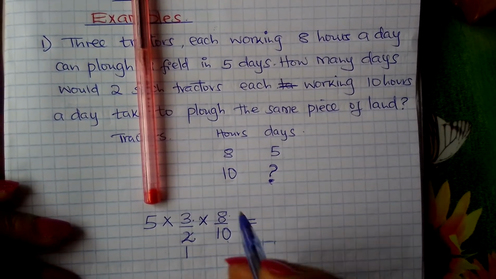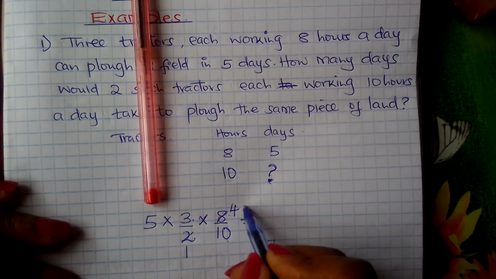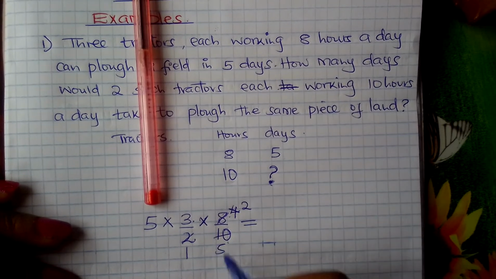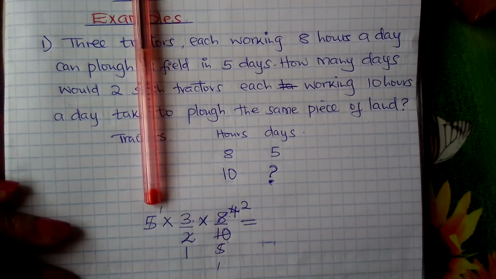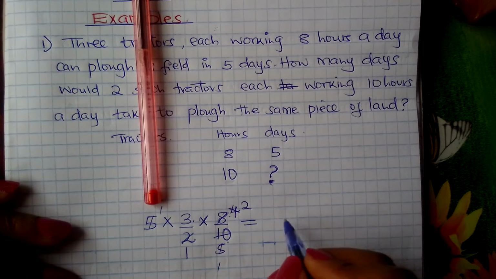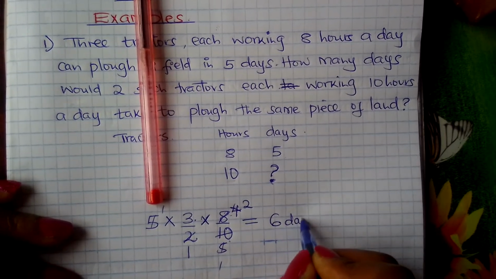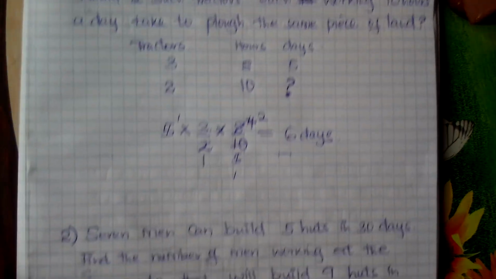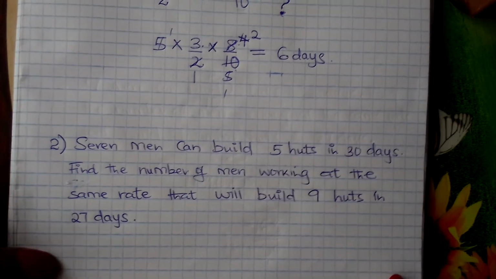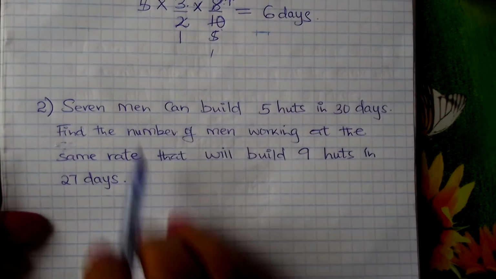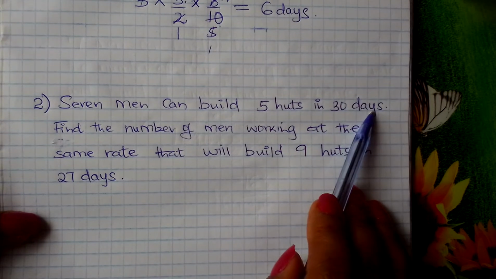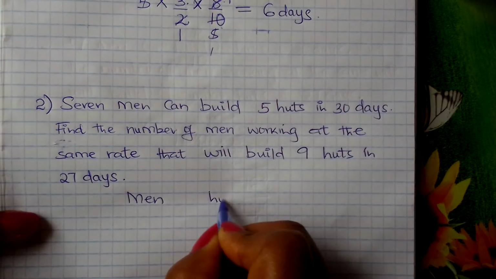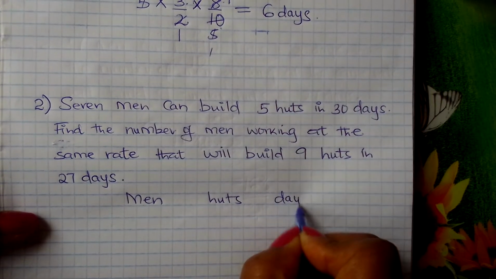By 4, 1, by 2, 1, by 2, 4. Then by 2, 2, by 2, 5, by 5, 1, by 5, 1. And so you are left with 3 times 2, which is 6 days. 6 days. We go to the second question, learner. You are told 7 men can build 5 huts in 30 days. So you come and make a column for men, huts, and days.